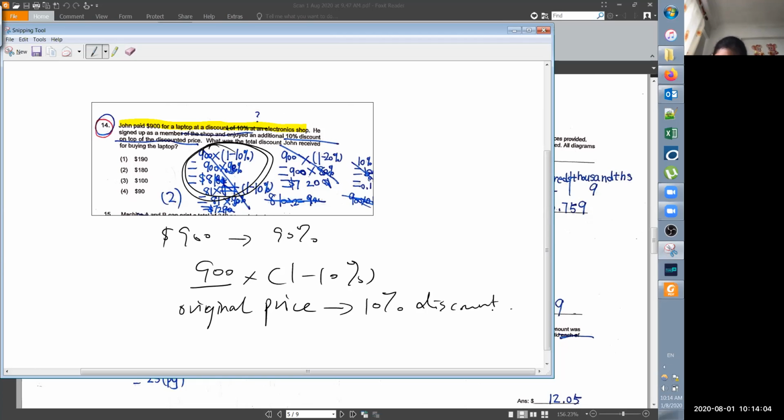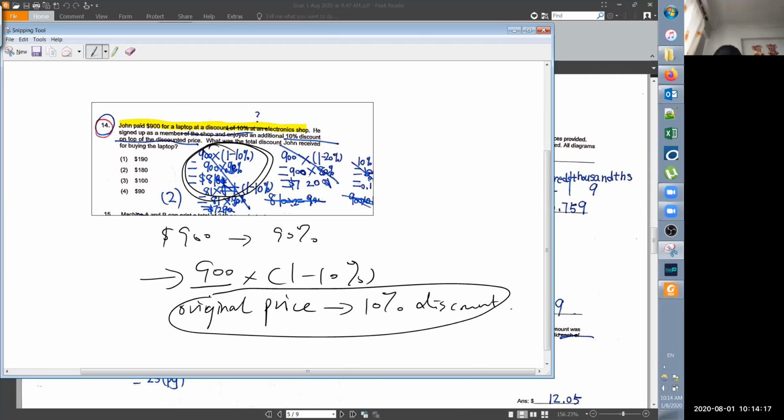Okay? This expression does not align with what the question says here. That means this is what your expression says: original price, give a 10% discount. But what the question says is this 900 is already after a 10% discount. That's why this should be the expression you write for this sentence.